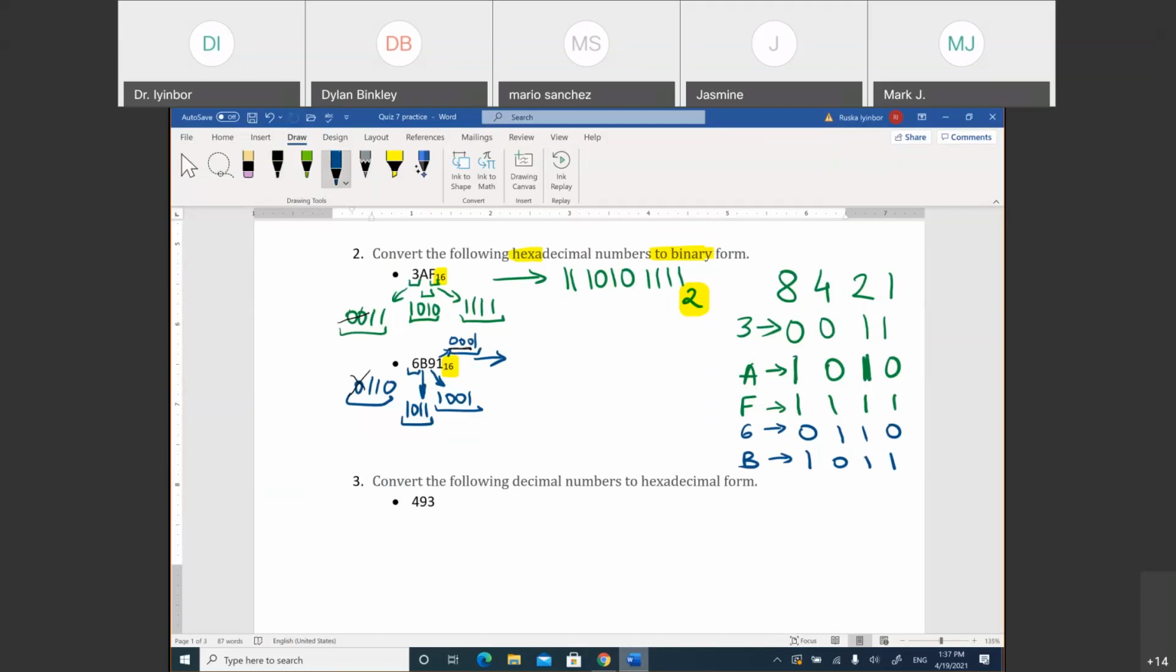Okay, so my final answer is going to be 1, 1, 0. And then you have B, which is 1, 0, 1, 1. Make sure you have it in that specific order. Then you have 9, which is 1, 0, 0, 1. And then you have 0, 0, 0, 1, base 2. Okay, any questions?